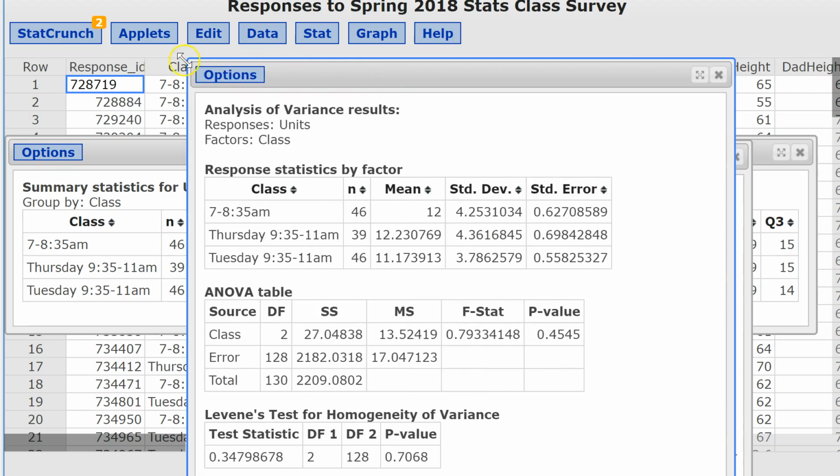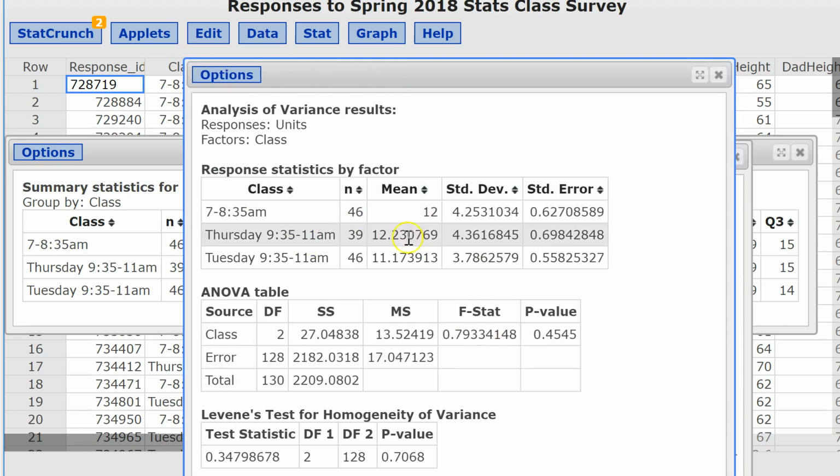All right, according to our ANOVA, we can see again those different means. We got a p-value of 0.45, 0.45. So based on a significance level of 5% or even 10%, this is a terrible p-value. We would fail to reject the null, and we'd have to say that there's not enough evidence to say that these averages are different, right?